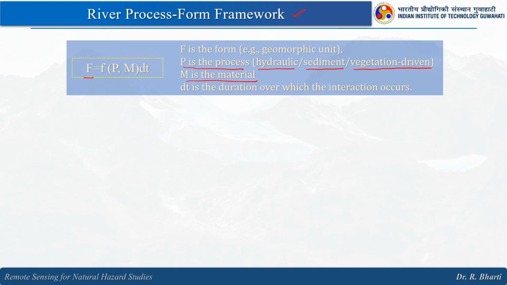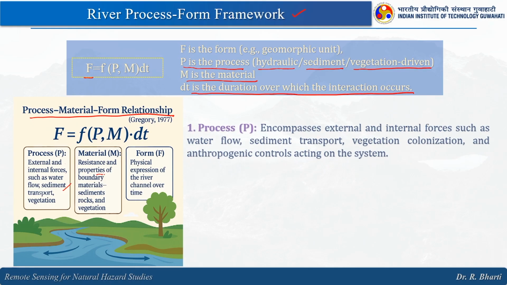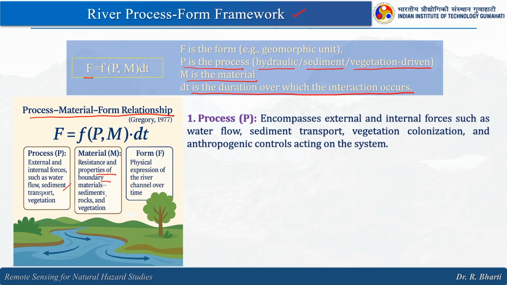So, whether it is gravel or sand, silt, clay, or a mixed one, and dt is the duration over which the interaction is taking place. So, here you can further understand this concept. P is the external and internal forces such as water flow, sediment transport, or vegetation, and M is the resistance and properties of boundaries material, sediment, rock and vegetation.